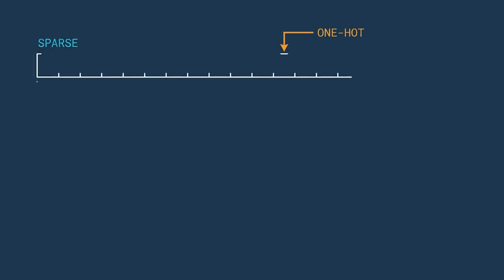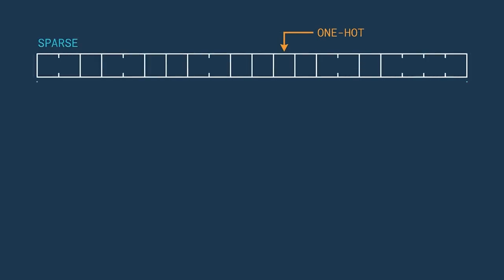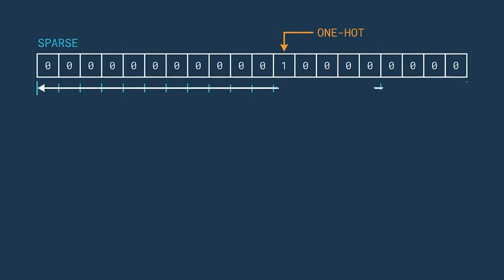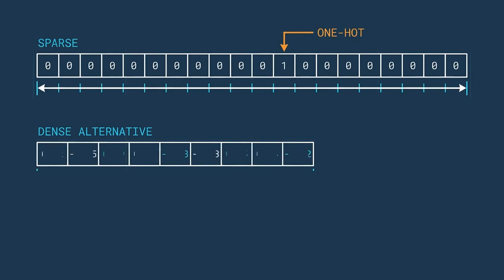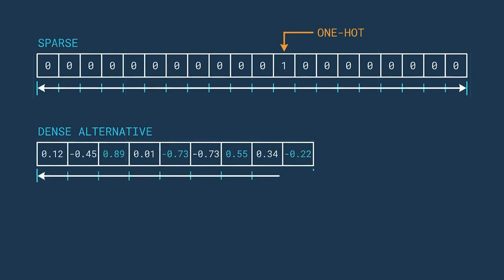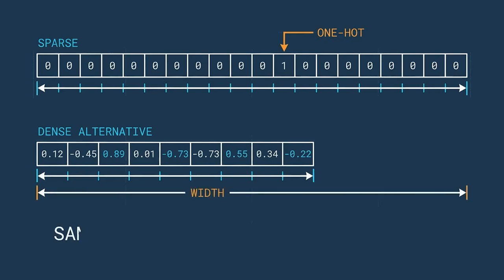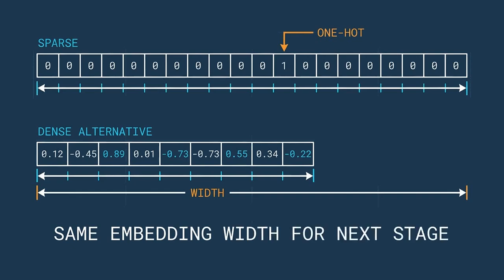Why store rows at all? One alternative represents a token with a vector as wide as the whole vocabulary, all zeros except a single one at the token's position. That one hot vector is sparse and vocabulary width. The embedding row is a learned dense alternative, fixed width with each slot holding a value that training can adjust. Every token therefore leaves the lookup with the same embedding width ready to enter the next stage.